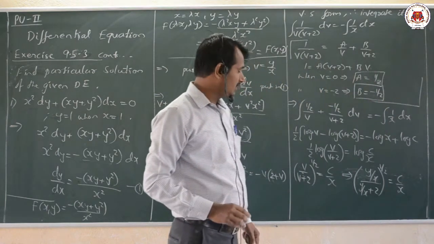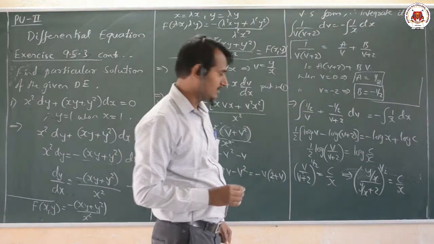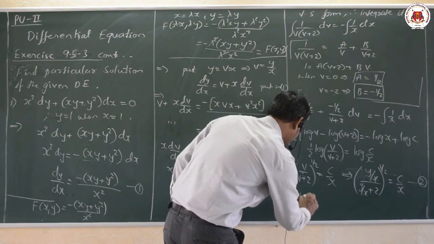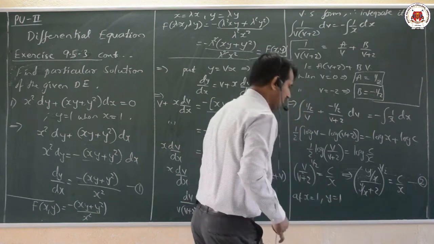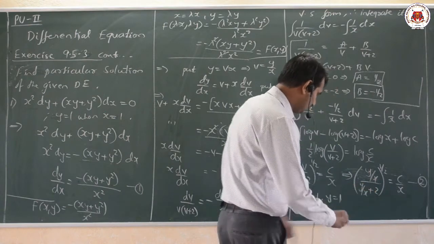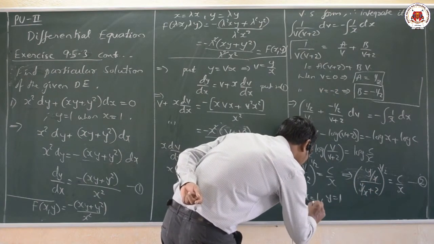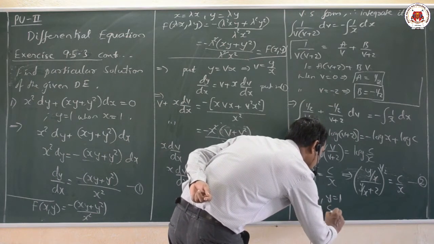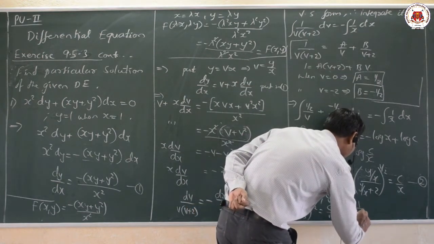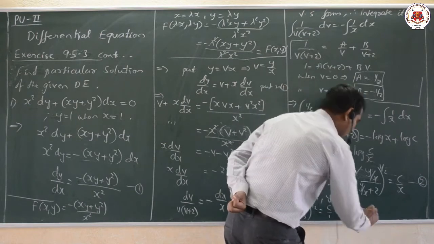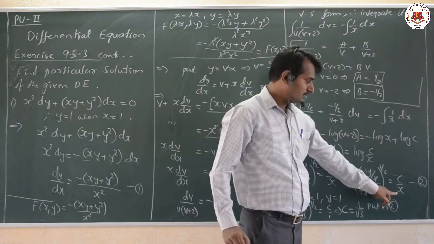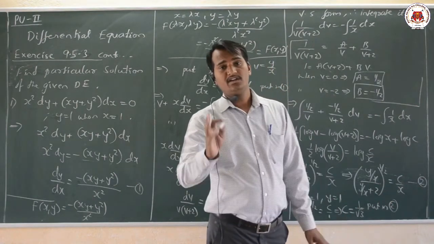Okay, now here, dear students, you can substitute both the values here. Take it as equation number 2. At x equal to 1 and y is equal to 1, what we get here is nothing but 1 by 1 plus 2, that is 1 by 3, 1 by 3 whole to the power of 1 by 2, which is equal to c by 1. That implies the c value will be 1 by root 3 here. Now put that in 2. After putting this value in 2, that will be nothing but your required particular solution.